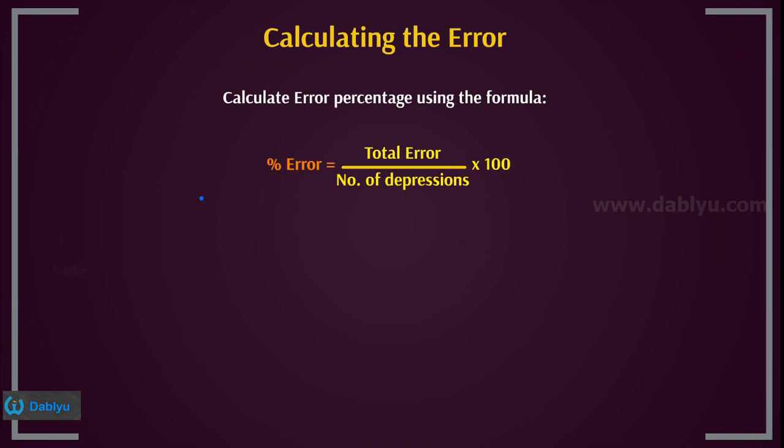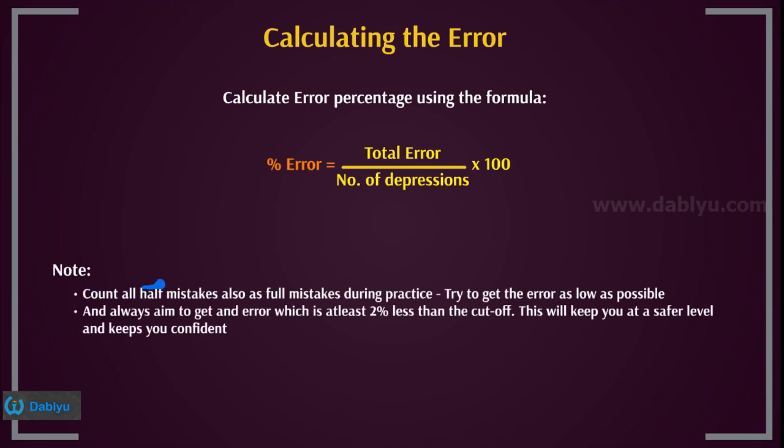Okay. A few important points to note. One is, count all half mistakes also as full mistakes during practice, so as to have a higher safety level, and then try to get the error as low as possible. The second important point is, always aim to get an error which is at least 2% less than the cutoff. Like if you are in the unreserved category, your cutoff is generally 5%. So try to aim for less than 3% error in practice sets. This will keep you at a safer level, and you can be confident that you can crack this exam if you are achieving those levels.